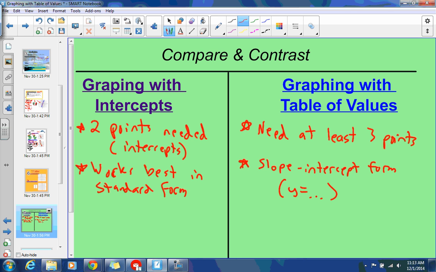I mean, other than that, they're similar. You're finding points. You're not finding necessarily the intercepts when finding the table of values, but every time you do that, you're just using an x value, using the random domain. Whereas with the intercepts, you know that the x is 0, so you find the y, and then you know that the y is 0, and you find the x, because those are the intercepts. So they're different. One is not easier than the other. It just depends on the situation.